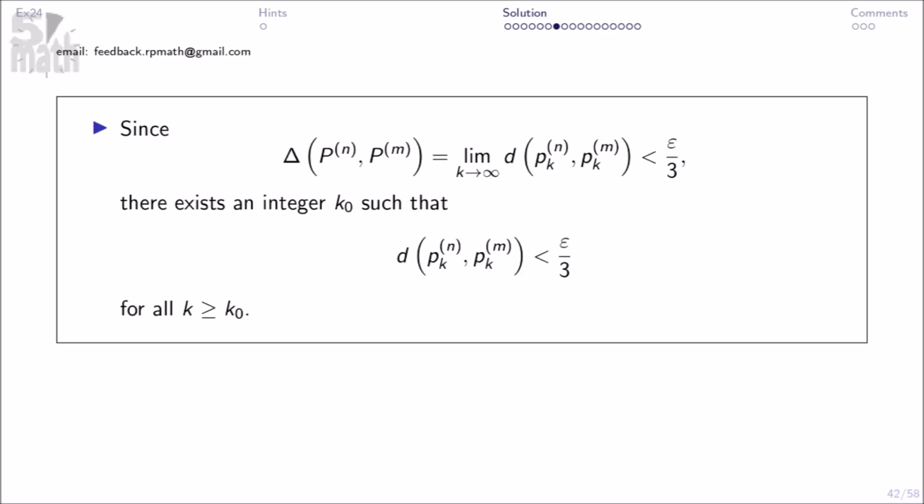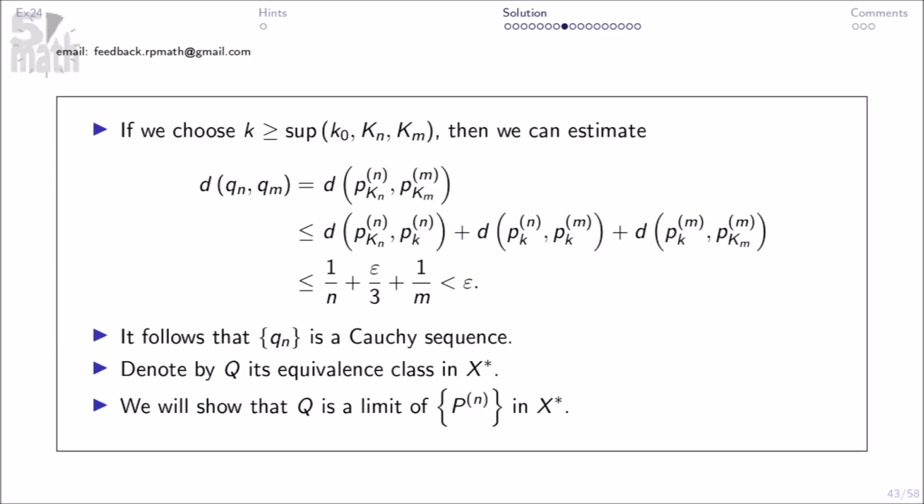Since this, there exists an integer k0 such that this for all k greater than or equal to k0. If we choose this, then we can estimate as follows. It follows that Qn is a Cauchy sequence. Denote by Q its equivalence class in X star. We will show that Q is a limit of Pn in X star.